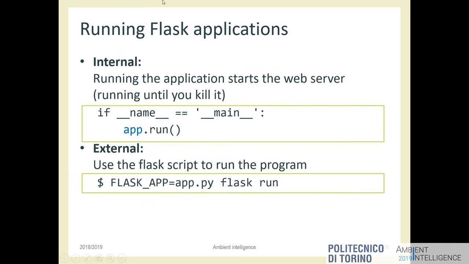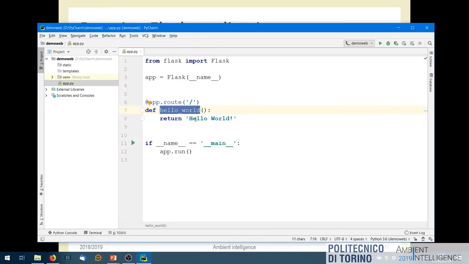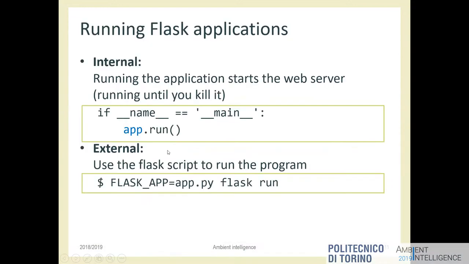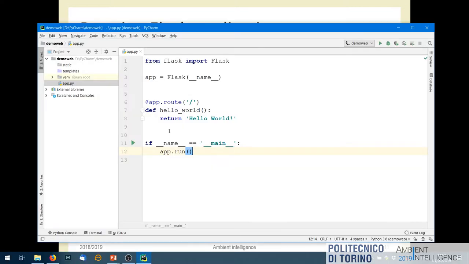How to run the application? There are two different ways. One is in the main of the module, just call the run method for the application. You see that the project template that PyCharm gave us already contains these instructions. The other way is calling an external program called Flask, with a parameter run, that will load the module. This will do an import of app, and then will actually run the application. It's a more indirect way, and the developers of Flask suggest using this second way because it's better for applications that need to be changed and reloaded. So it's better always to understand which of the two ways we are using. Actually, the latest versions of PyCharm use the second option.